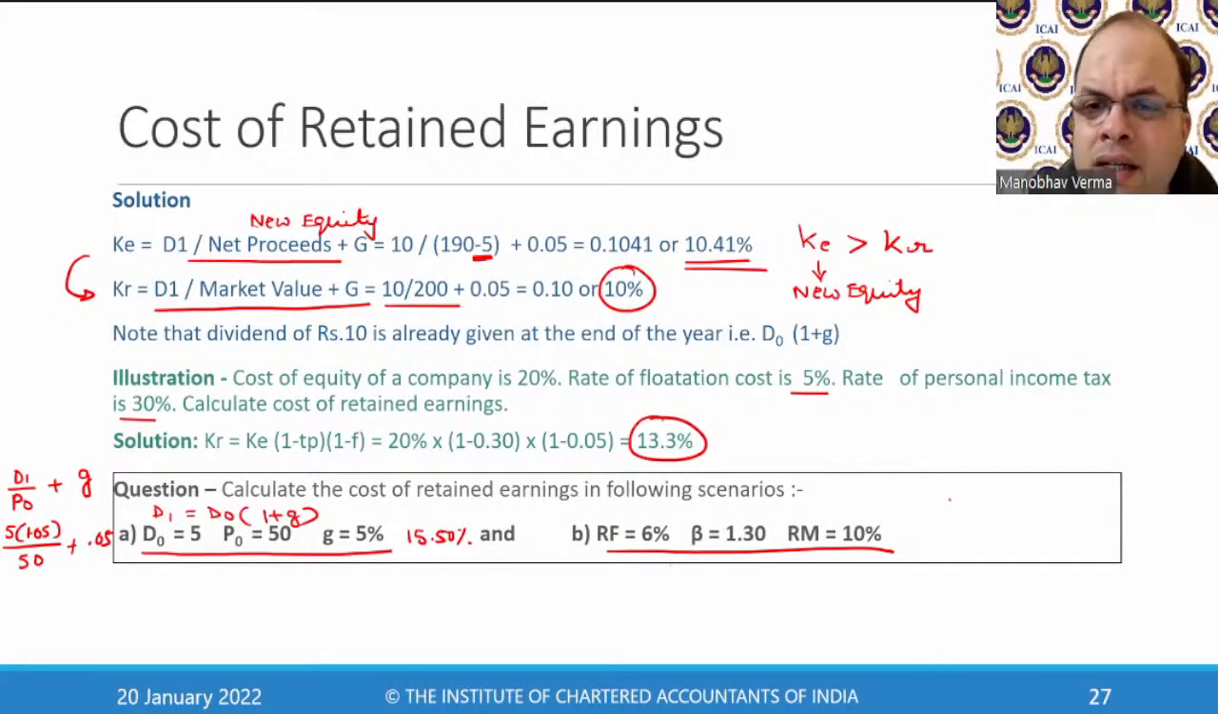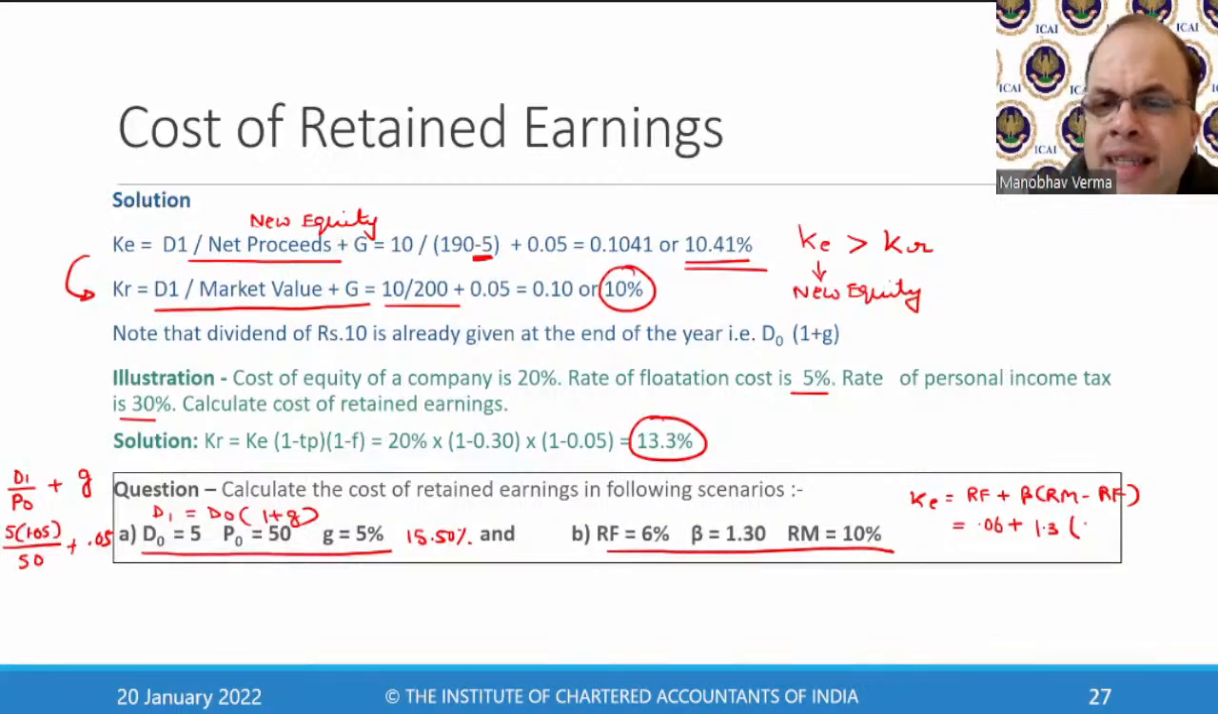Okay, so we are saying that cost of equity is RF plus beta into (RM minus RF). That's the model we discussed the other day. So we're looking at 6 plus beta into the difference between the two, that is 10 minus 6, so 0.04. So it seems that 11.2% is a good answer here.